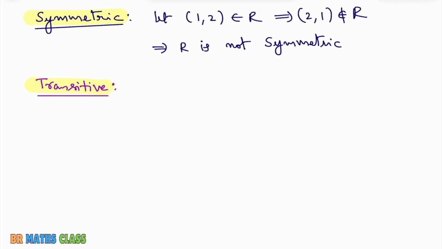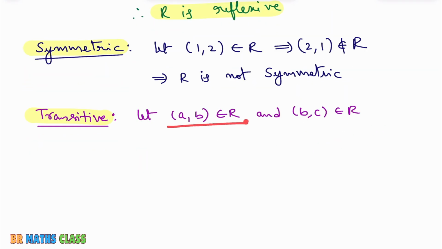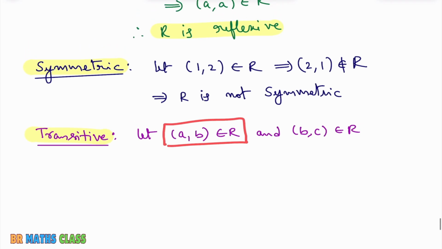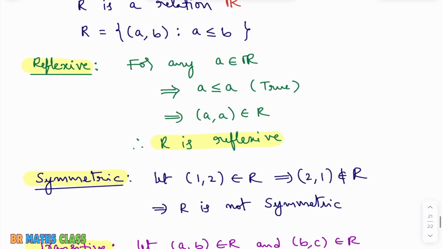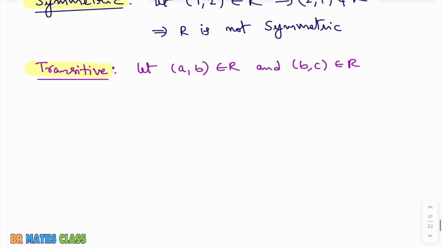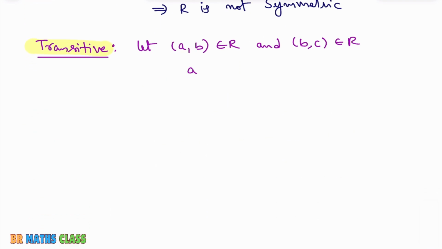Okay. Now I'll take a comma b in the relation and b comma c. Such types of ordered pairs exist in this relation. When the ordered pair a comma b belongs to R, it indicates that a is less than or equal to b as per this relation. So as a comma b belongs to R, we can write a is less than or equal to b. And the ordered pair b comma c belongs to R, so we can write that b is less than or equal to c.